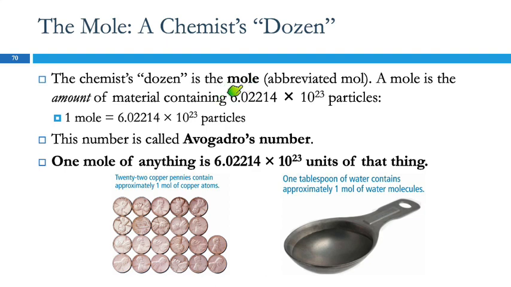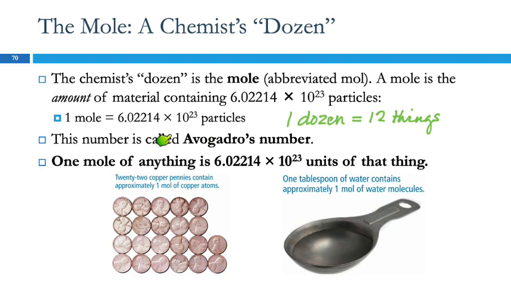So M-O-L-E, mole. And we often refer to this as the chemist's dozen. A mole is however much stuff has 6.02214 times 10 to the 23rd particles in it. Those could be atoms, ions, or molecules. So 1 mole is equal to 6.02214 times 10 to the 23rd particles, just like 1 dozen is equal to 12 things. It's just a bit bigger.